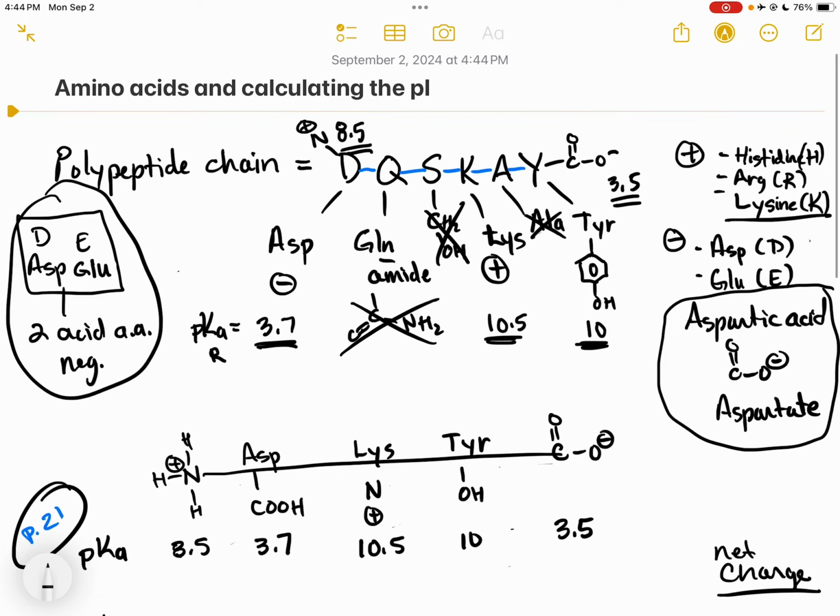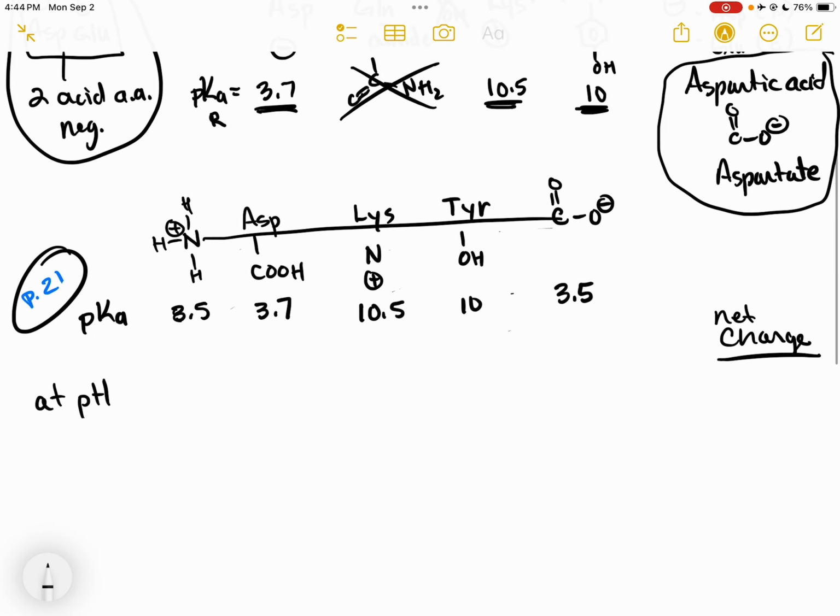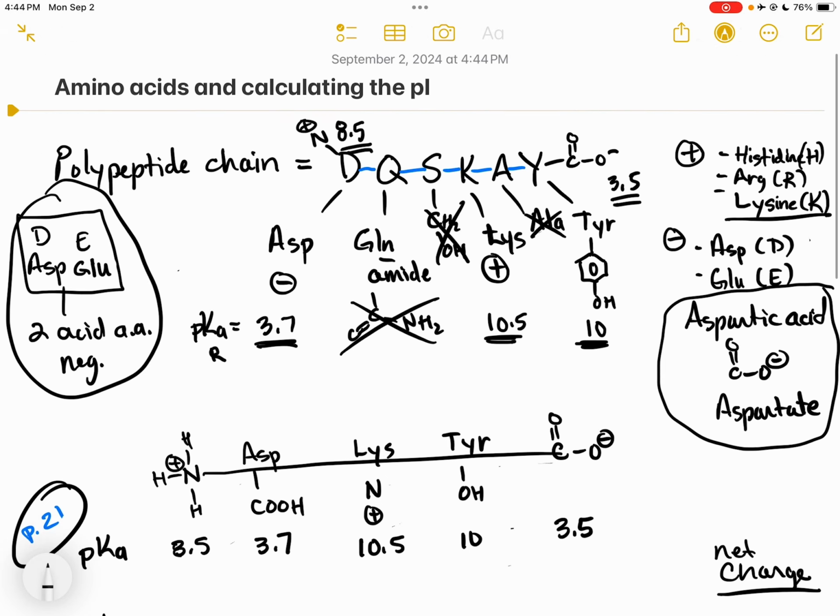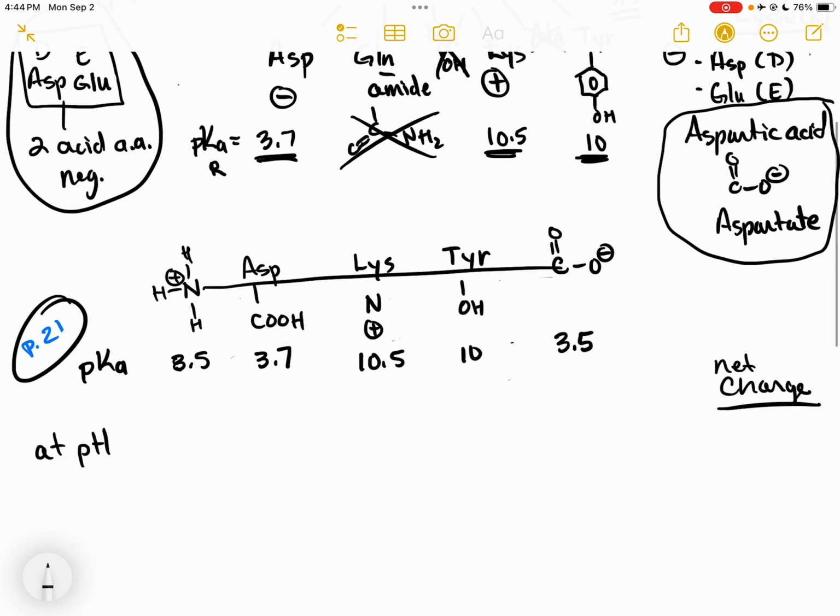Okay, to calculate the pI, which is all we're about, we need to find at what pH this polypeptide, or I guess polypeptide actually means it's got more than 20 amino acids. This one's got 6 amino acids, so it's not a pentapeptide, it's a hexapeptide, I guess. So the way to start is to say, what if we had pH equals 0?